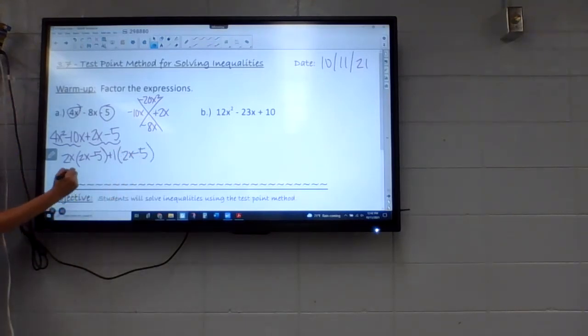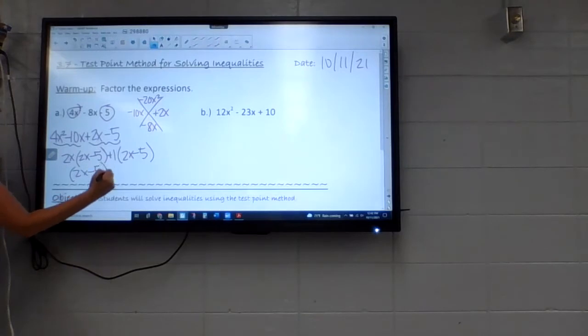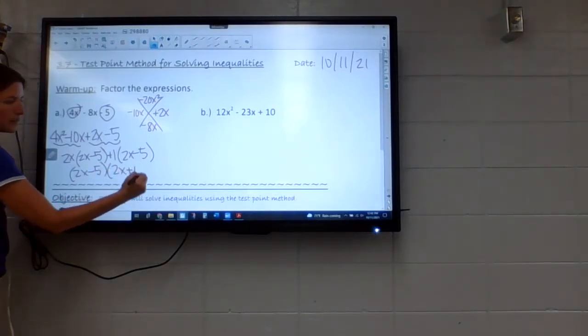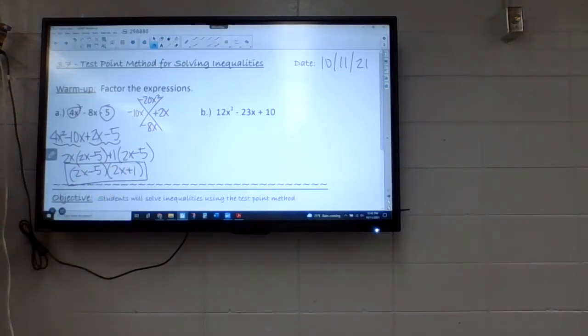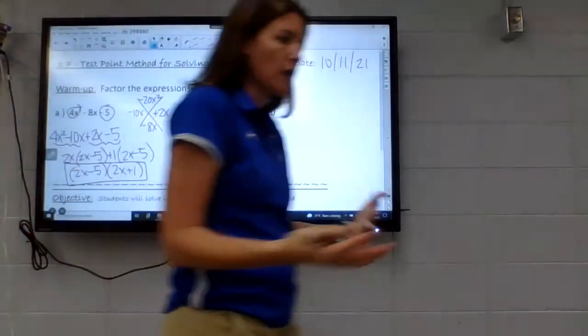And so now this is factored. I just have to rewrite it one more time. So these would be the 2 factors that would work. Those are the only 2 that work.